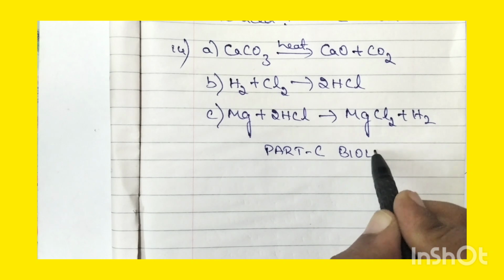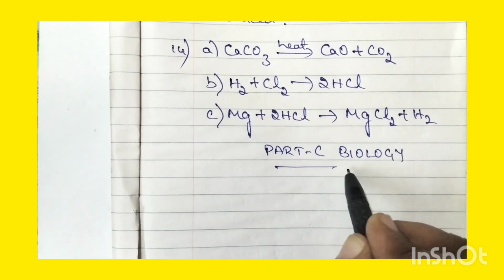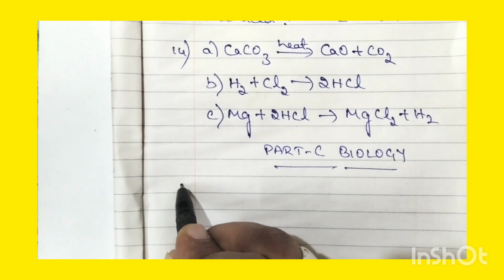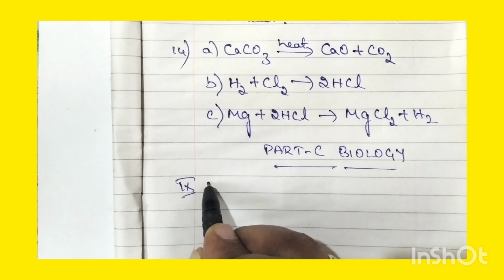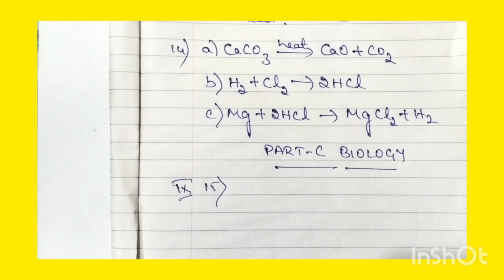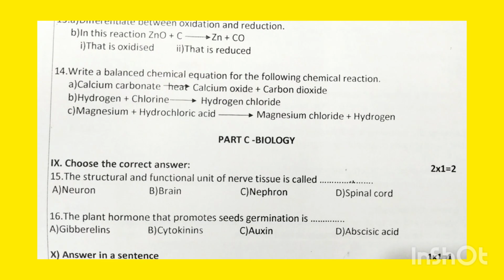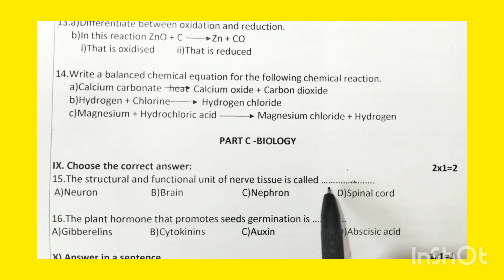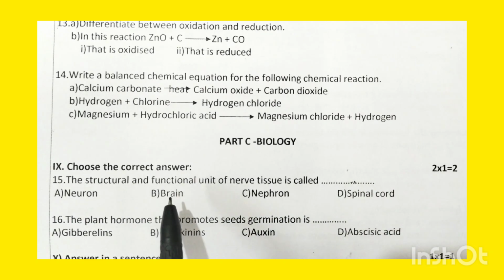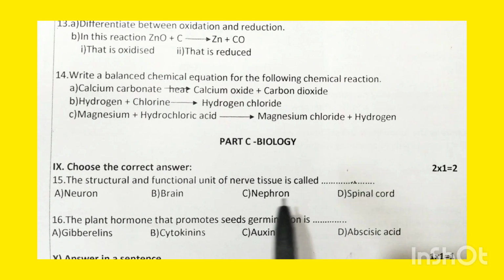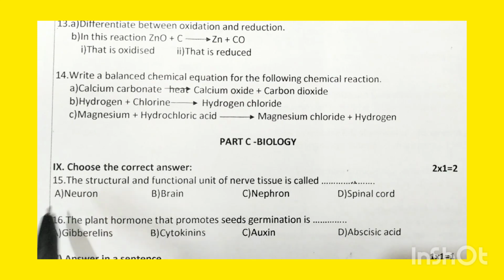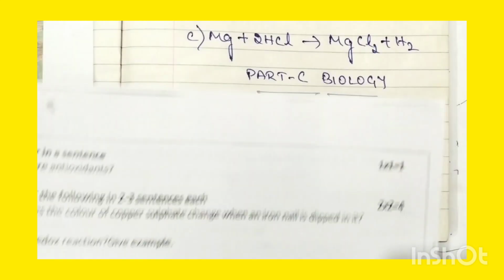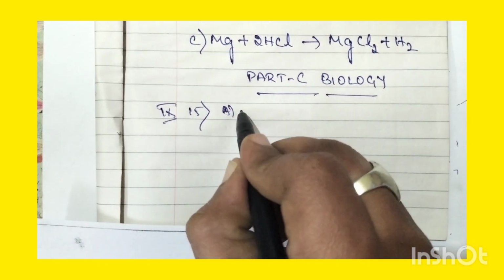Now let us move to the biology part. The first question of the biology part is the 15th question. The structural and functional unit of nerve tissue is called neuron, brain, nephron, or spinal cord. So the right answer is option A, neuron.